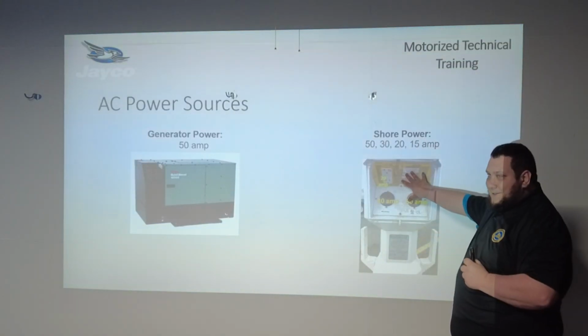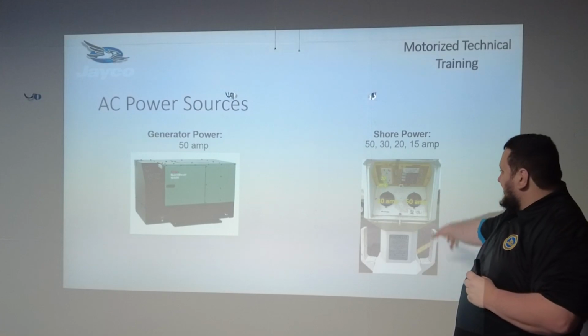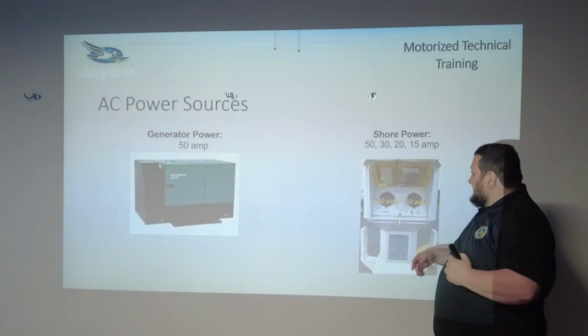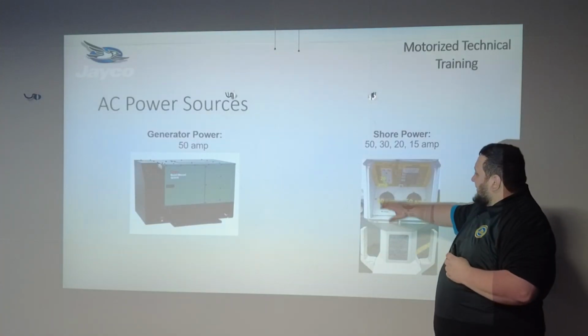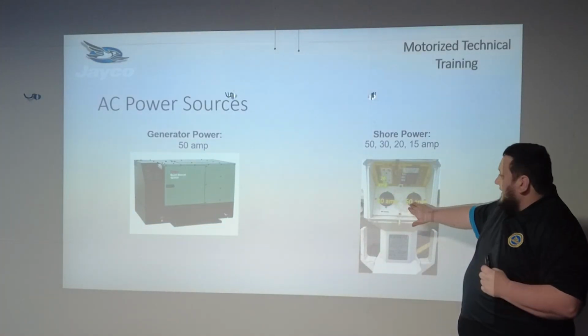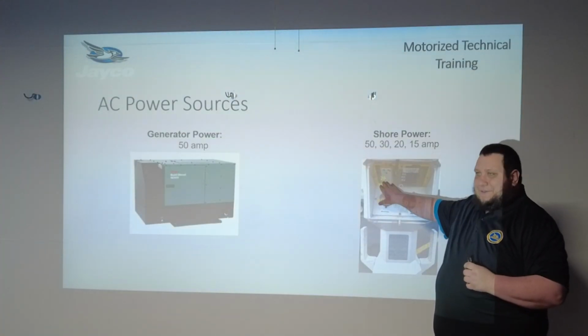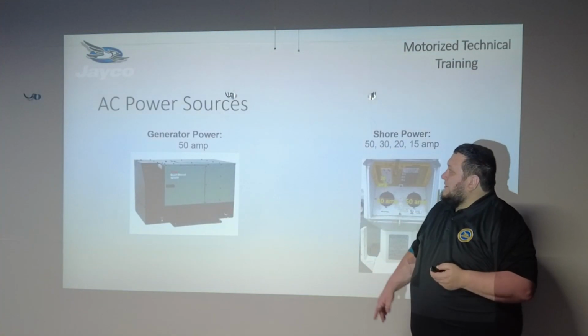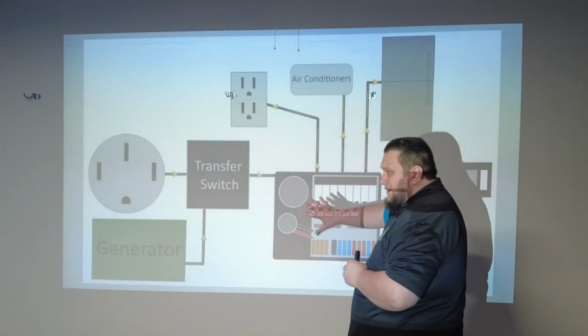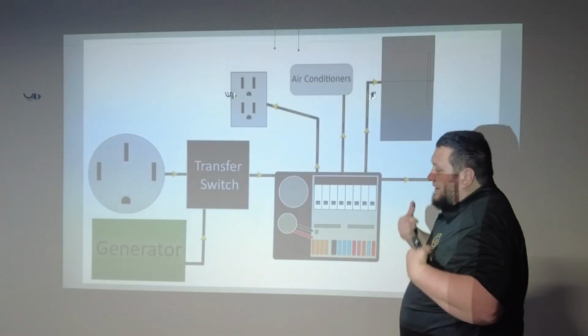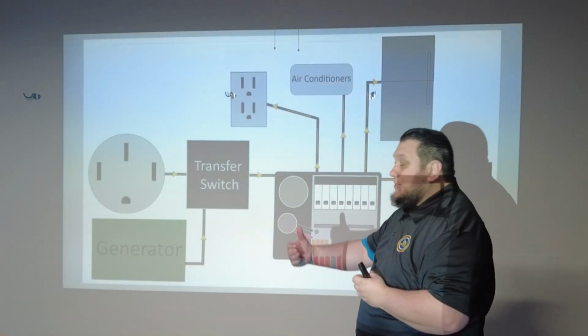This is called a pedestal. Most campsites will have pedestals out there with a variety of different ways that you can hook up an RV for power. We've got a couple of different types of hookups. They are standard: we've got a 50 amp hookup, we've got a 30 amp hookup, and then it can be 20 or 15 on these guys right here.